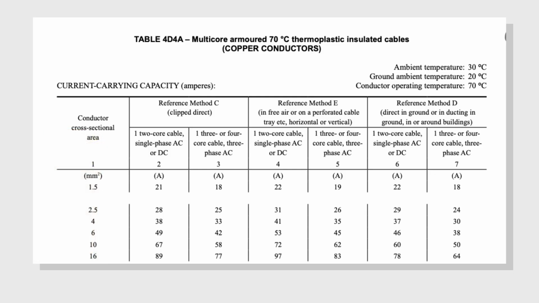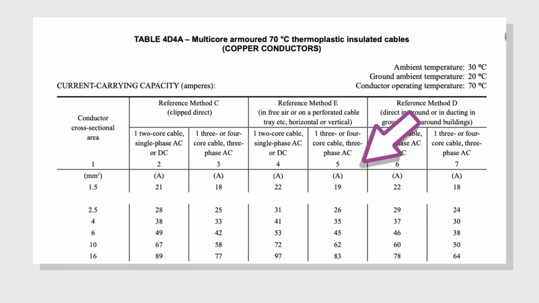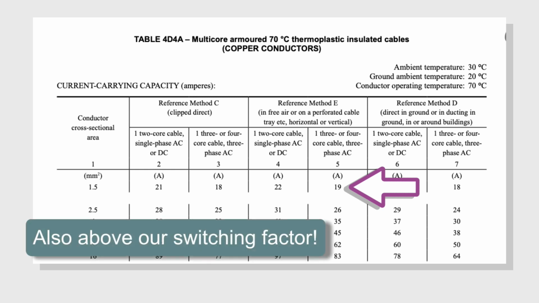So here we have table 4D4A. We've used reference method E, and we want to use column 5. It's a 3 or 4 core cable, 3 phase. Remember, we're looking for a cable that can carry 14.01 amps. 1.5mm squared cable has an It of 19 amps. That is above our calculated value. Looks like it's going to do the job.